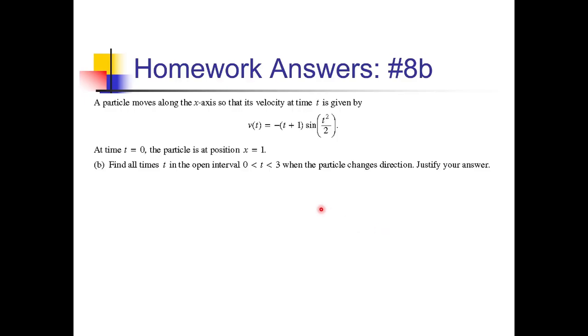For part B of this problem, they want us to find all times in the interval from 0 to 3 when the particle changes directions and then justify the answer. So we basically just need to figure out all the times when v of t is changing sign on the interval from 0 to 3. And we can definitely figure that out on Desmos.